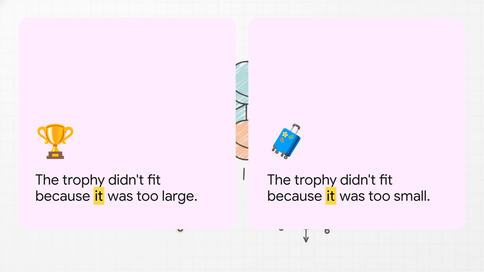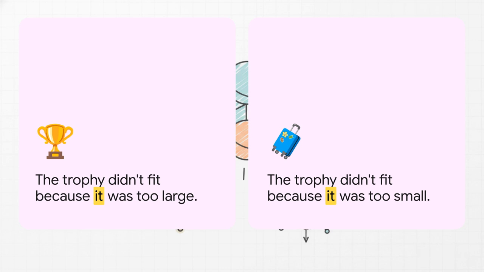What does the word "it" refer to there? Instantly, without even trying, your brain knows it refers to the trophy. Now read the sentence on the right. The trophy did not fit into the suitcase because it was too small. Suddenly, literally in the blink of an eye, the exact same word "it" refers to the suitcase. This right here is what we call the ambiguity trap.